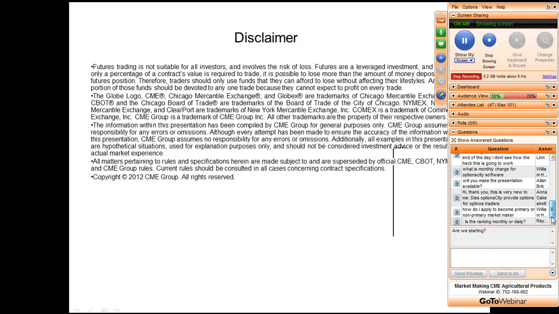Okay. And we talked about the rankings. Are those done daily or monthly? The rankings are done on a daily basis, but the market makers can view it on a monthly basis only.